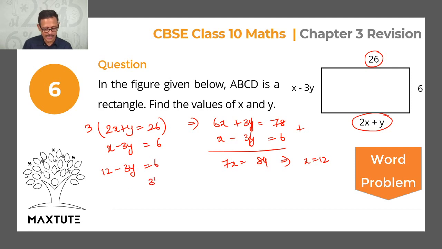Take the 3y to the right hand side. Take the 6 to the left hand side. 3y equals 6, or y is equal to 2. So what do we have to find out? We needed to find out the values of x and y. x equals 12, y equals 2 is the answer.